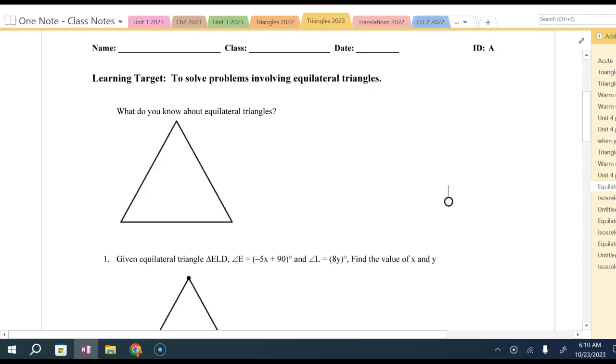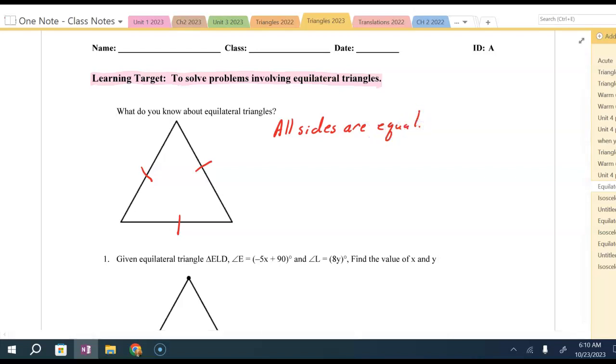Hello geometry students, today's learning target is to solve problems related to equilateral triangles. So let's review what we know about equilateral triangles. The first thing is all sides are equal. The second thing is all the angles are equal.